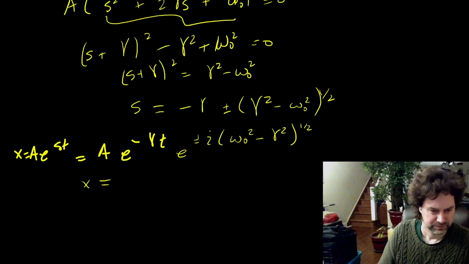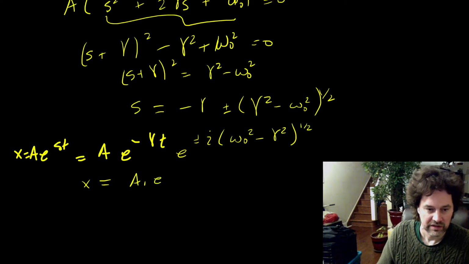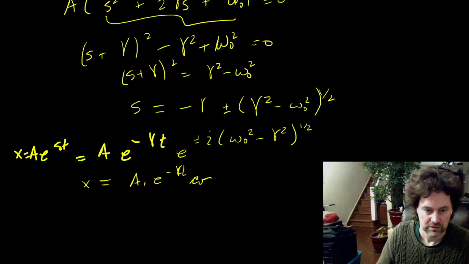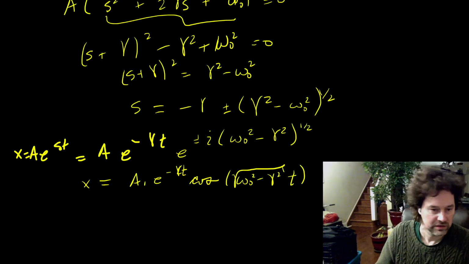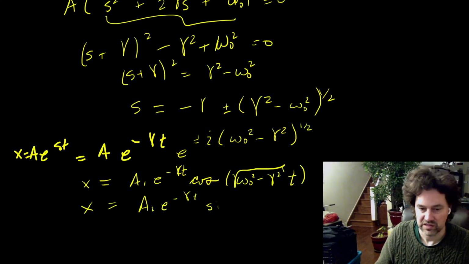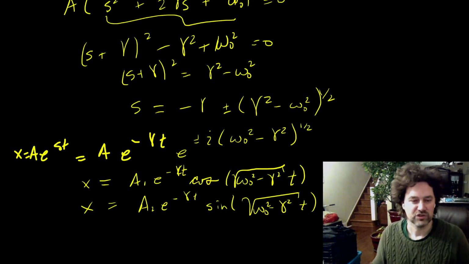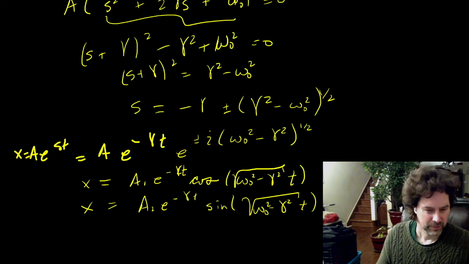As two solutions, we have some constant a1 e to the minus gamma t cos of the square root of omega naught squared minus gamma squared, t, and we have another solution times the sine of the square root of omega naught squared minus gamma squared, t. There's two linearly independent solutions to the homogeneous problem, and we'll use those a bit later.